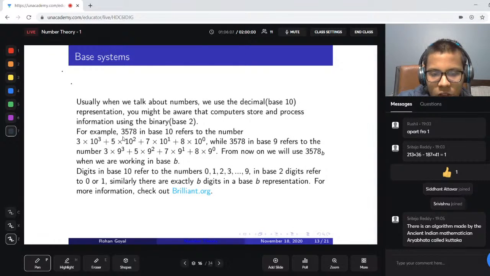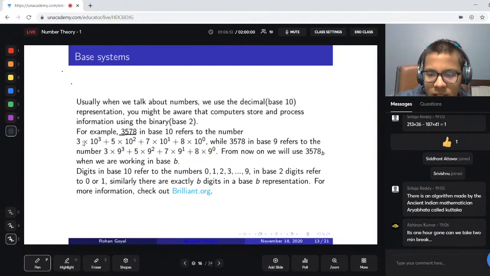So, when you say a number is 3,578, you're basically saying it is. Oh, okay. Yeah, sure, sure. Take a break. Take 2 minutes to yourself. Yes. I'm sorry. I didn't consider it.